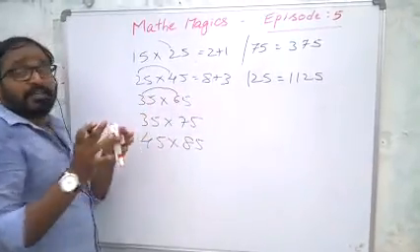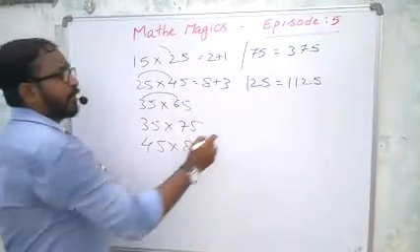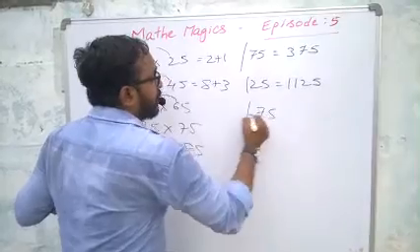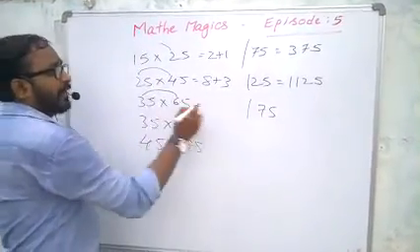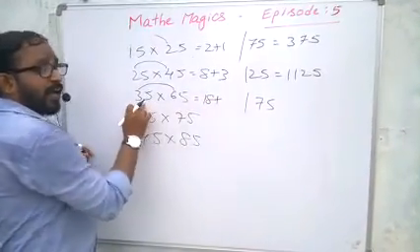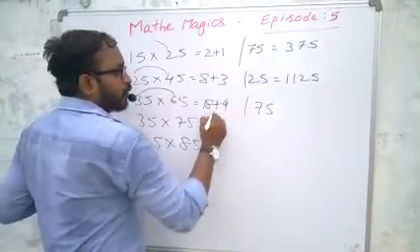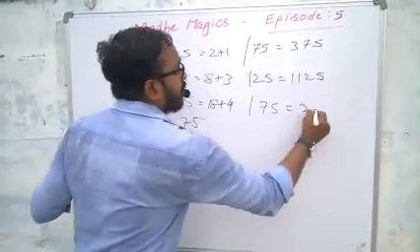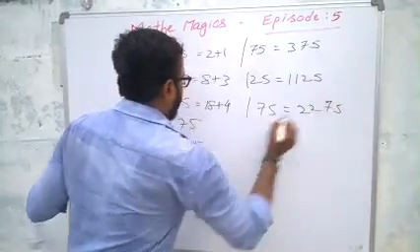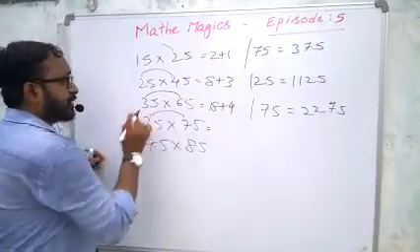6 plus 3 is 9. 9 is an odd number. So the last two digits must be 75. 6 into 3 is 18. 6 plus 3 is 9. Half of 9 is 4.5. Take only the whole part, that is 4. So the answer is 2275. Like that.